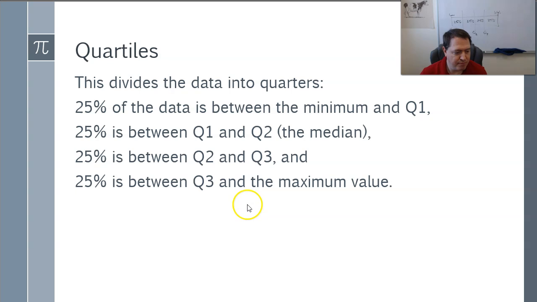Okay, so this is all we really need to know about quartiles. Just think of it as breaking up the data into quarters, and what 3 cut points I need in order to split it into those quarters.